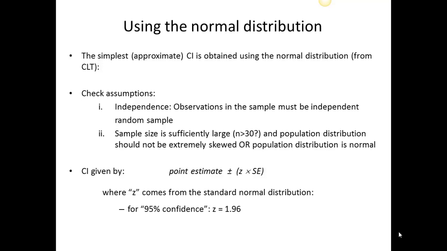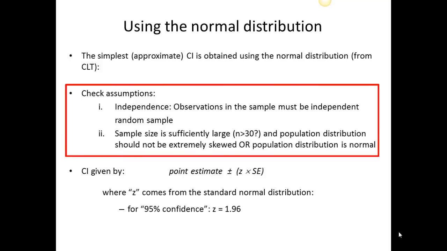And this is a result of the central limit theorem and is valid under particular conditions, namely that observations in the sample are independent, and as just mentioned, that the sample size is sufficiently large and the population distribution is not excessively skewed. Or this is perfectly okay to use the normal approximation if the underlying population distribution is normal. So in that case, the sample size is not so important.